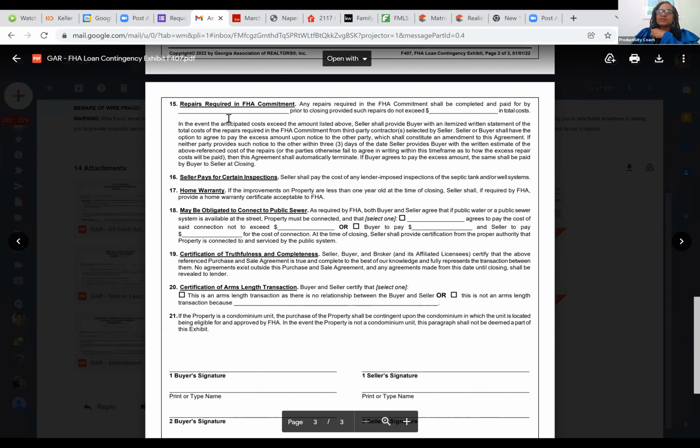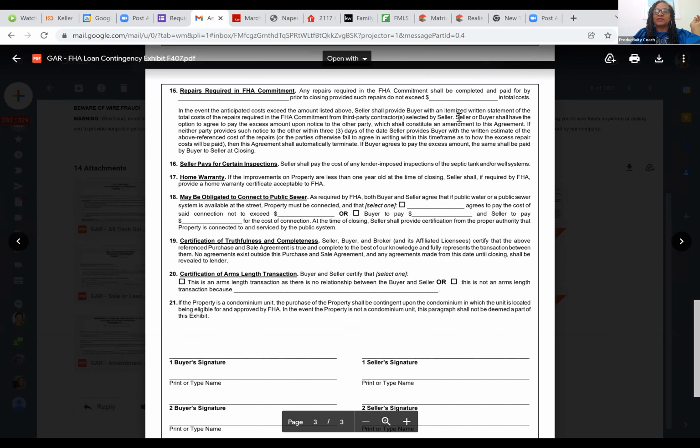All right, repairs. Be very careful, you guys, to put something in here. Any repairs required in the FHA commitment shall be completed and paid for by the seller. You can put buyer in there if you're representing the buyer. I don't know why you would. So any repairs required in the FHA commitment shall be completed and paid for by the seller prior to closing, provided that such repairs do not exceed $1,000. It used to be 500 to 1,000. Now I just put $1,000 in.